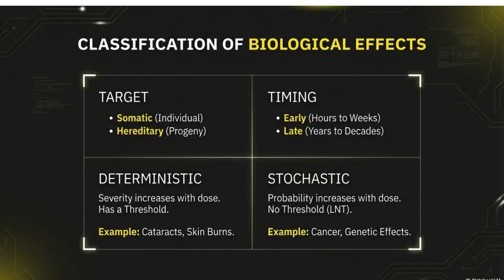Radiation effects are classified by target, timing, and dose response. Deterministic effects have a threshold and severity increases with dose. Stochastic effects have no threshold and probability increases with dose. This distinction forms the basis of radiation protection principles.